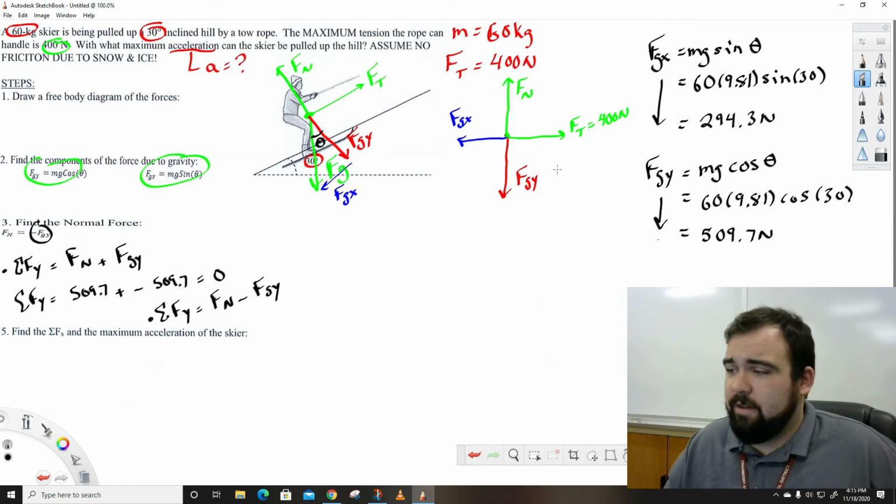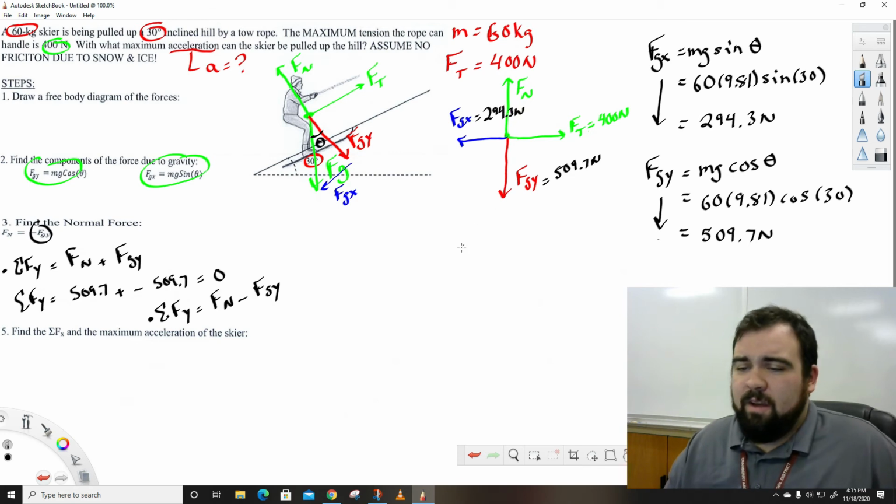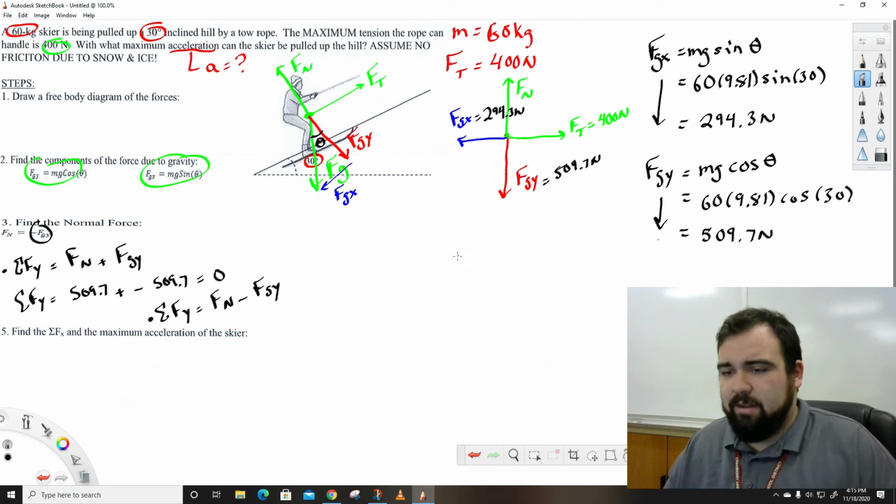So the values we have then are FGY of 509.7 and FGX of 294.3. So plugging those into our diagram, the only thing we have on here that we don't know yet is going to be that FN value.